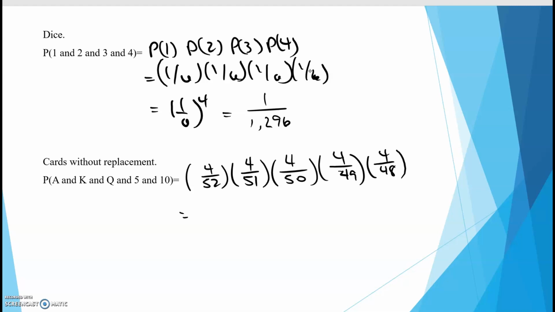The probability of that happening is 1,024 over this huge number, 311,875,200. Or it's point a lot of zeros. Okay, the probability of this happening is very, very slim.